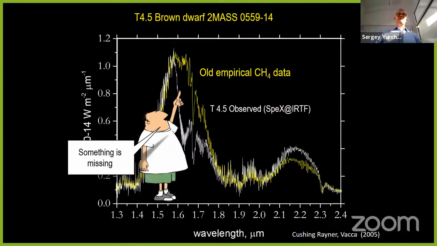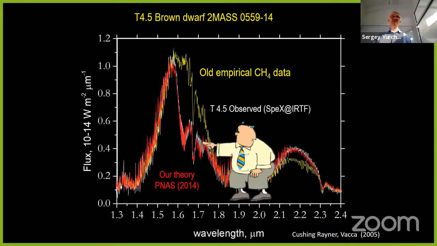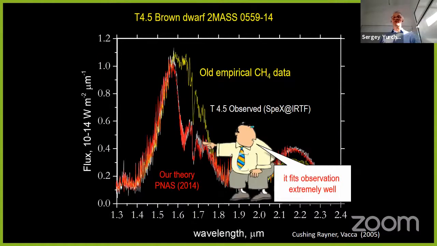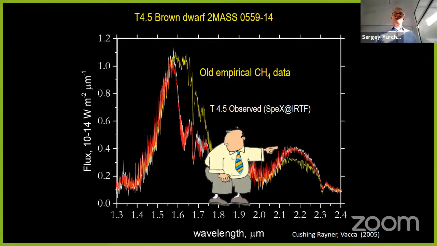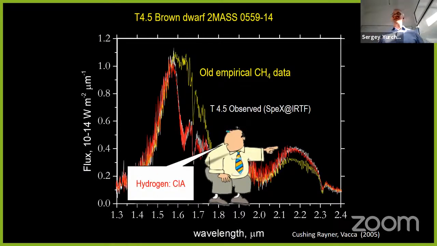So we put in a huge effort and computed the 10 billion line list for methane, and this is our theory, which fits this pattern perfectly. We moved from a completely unsolved problem to a solved problem, and it agrees extremely well with the observations. Now, if you're wondering about the disagreement on the right hand side, it's actually not methane. It's a different problem, CIA. We're still working on that problem. It's different physics.